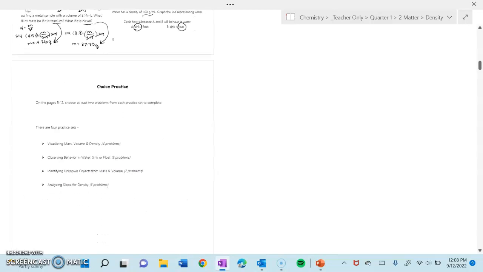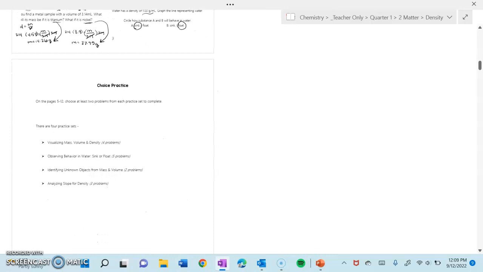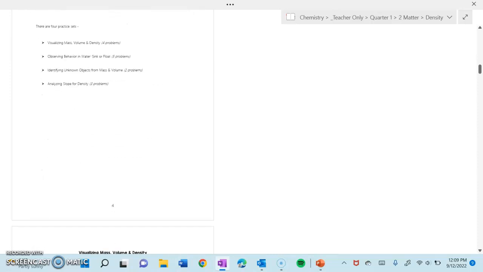Now on the next few pages, you're going to choose 2 problems from each practice set to complete. Each practice set is 1 page front and back. So there are 4, and each one has some problems. Visualizing mass and volume and density has 4. You just need to choose 2 from all of those. Observing behavior in water has 5, just choose 2. Identifying unknown objects has 2, so do both of them. And analyzing slope for density has 3 problems, choose 2 of them.